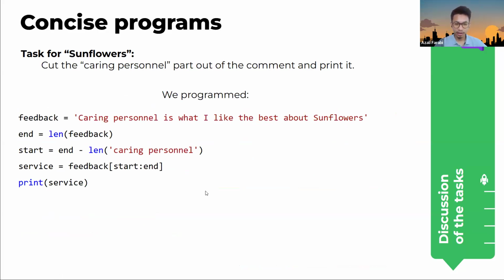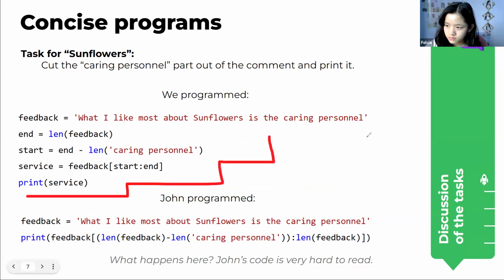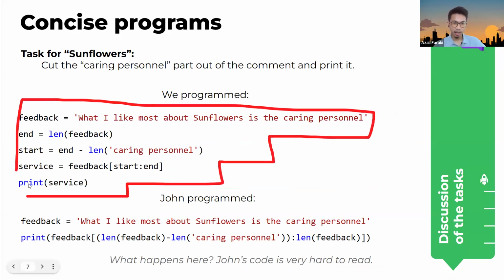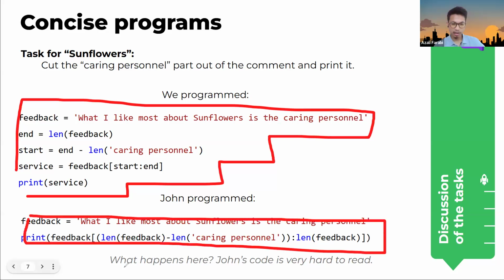Something that you have to notice, Felsia, is that you have learned about concise code. But as a programmer, we have to consider the balance of the readability of our code. Can you see? This is my code first. And then after I learned concise code, I considered doing that, and this is what my code looks like. The question is, what happens here? John's code is very hard to read.